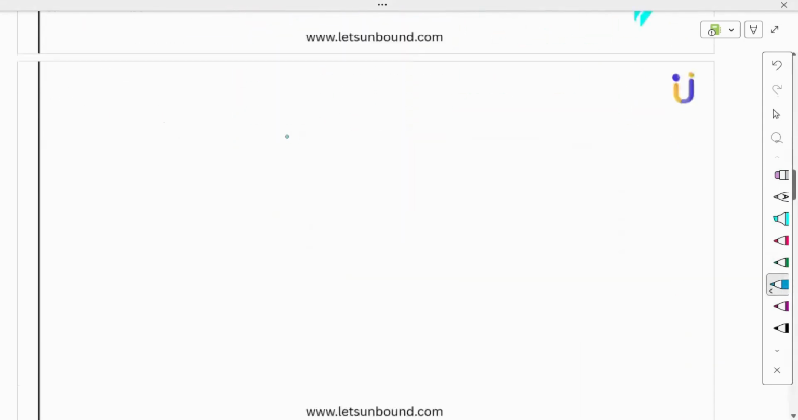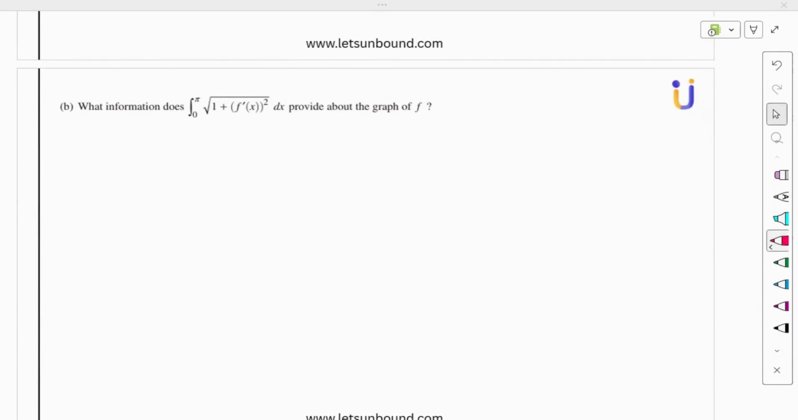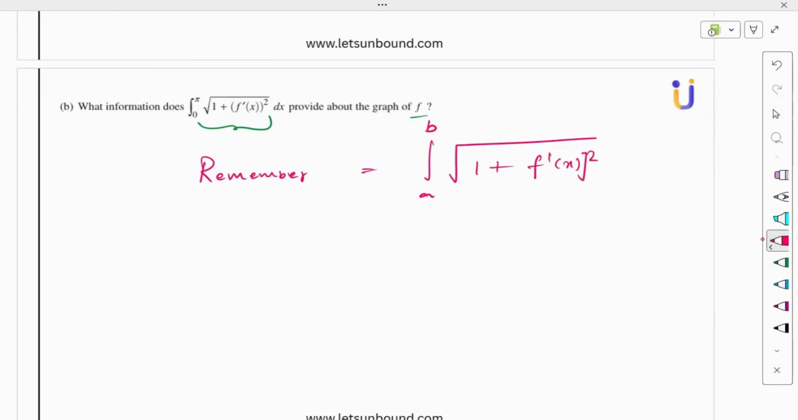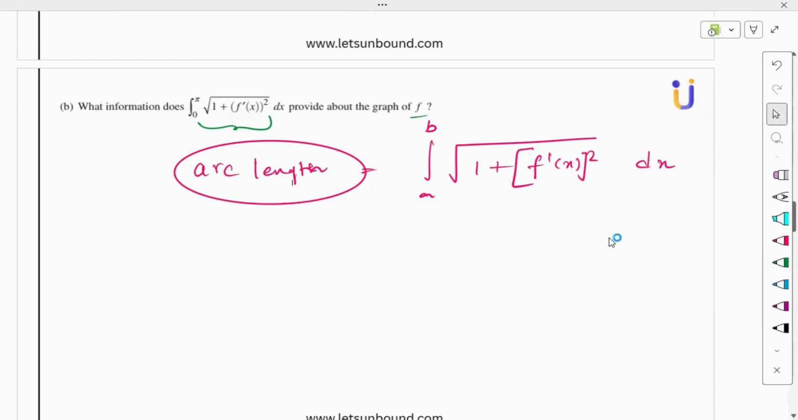Moving to the next. What information does the integral from 0 to pi of the square root of 1 plus f prime of x, the whole square, dx provide about the graph of f? So this integral tells something about the graph of f. What does it say? You remember this formula we come across: the integral from a to b of the square root of 1 plus f prime of x, the whole square, dx. This is nothing but arc length.